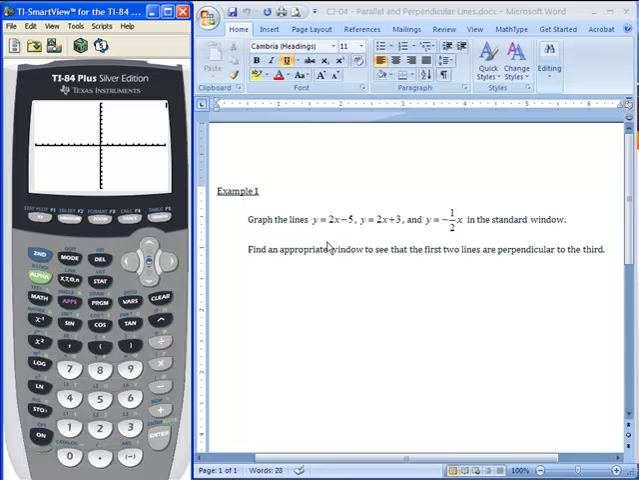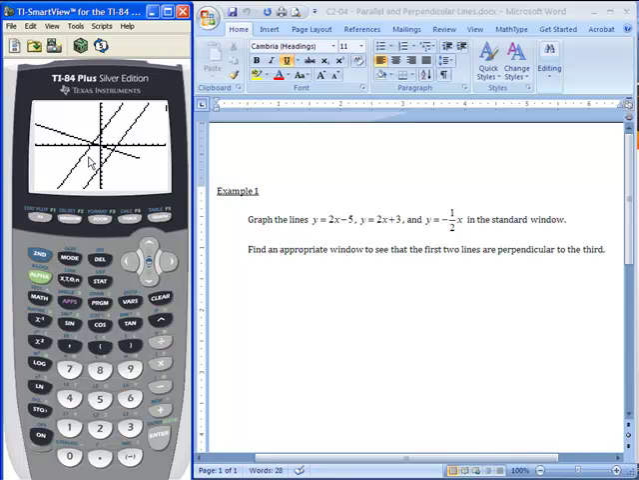Now our calculator will graph them in the order we entered them. So it's going to graph y1 first. So the first line we see coming up on the screen here is 2x minus 5. Then it's going to graph the second line y2, or 2x plus 3. That's the second line we see coming up here on the graphing screen. And finally it's going to graph the third line, y is equal to negative 1/2 x, because we put that into y3. And that comes down through here. So we have all three lines up.